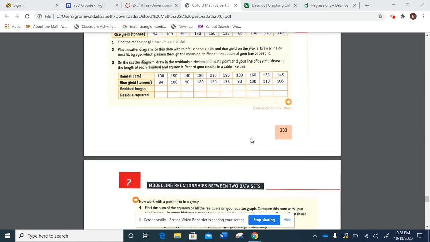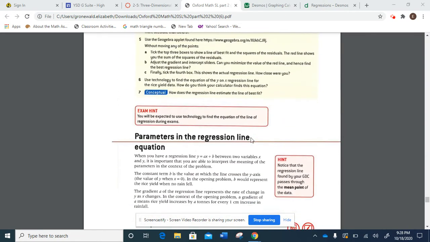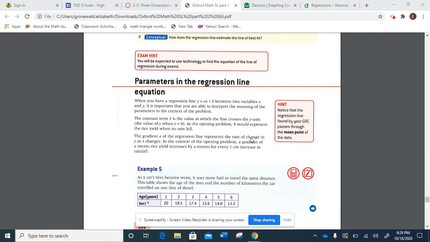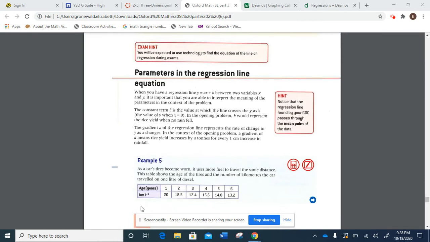Okay, so in this case, we're going to go straight to example 5. What the regression line feature in your calculator is going to give you is the slope, which is your gradient, and then it's going to give you the b value, which is your y-intercept. So it's like y equals mx plus b, and basically you're going to take the two pieces and put them into an equation. So right here we have example 5.